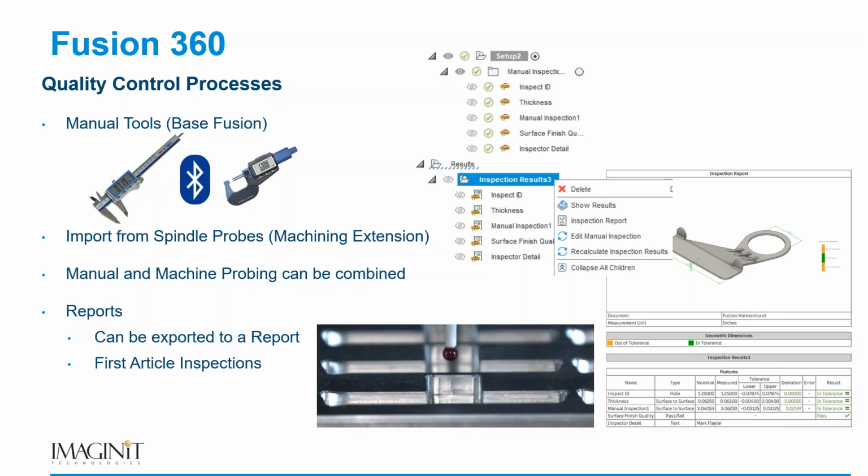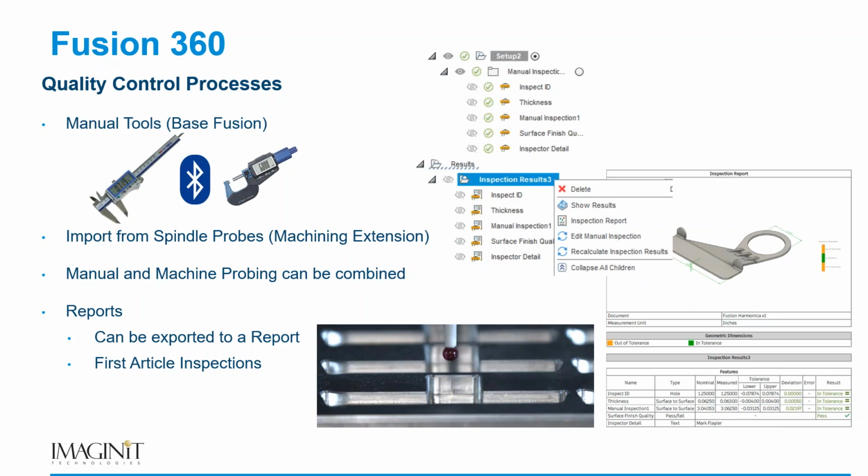Once you've gone through and done these inspections, which I'm going to demonstrate, mind you, you can actually run a report. And that report can be spit out to a PDF. And it operates as a great first article inspection type document. So you can see a sample there on the right-hand side.